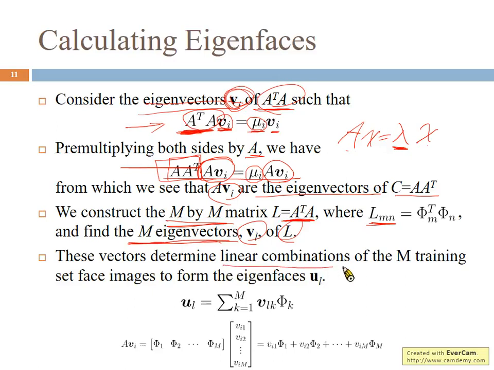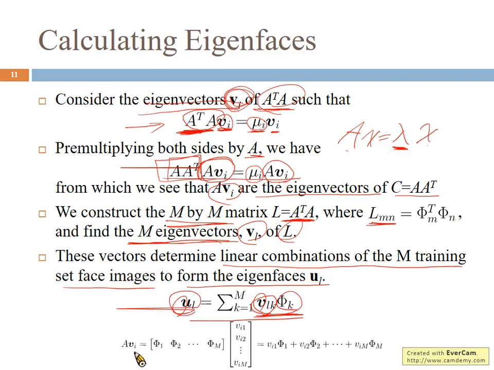These vectors determine linear combinations of the M training set face images to form the eigenfaces u l. The relationship between v and the desired eigenvector u is here. We can combine v by phi k, and then we can get u l. You can see here A v i is equal to phi 1, phi 2 to phi M, multiplied by v i1, v i2 to v iM, and then we linearly combine them to get A v i. And A v i is actually the eigenvector of the matrix A A transpose.